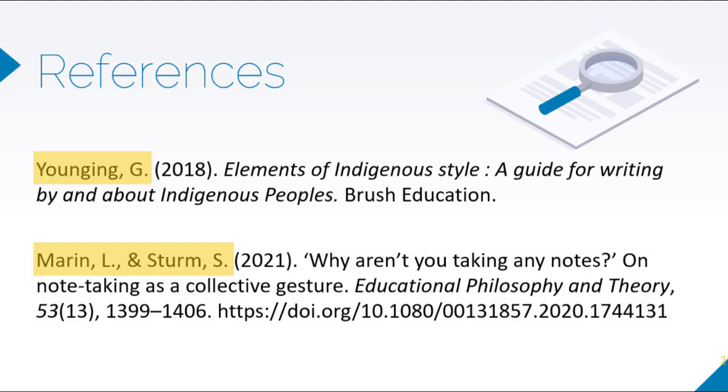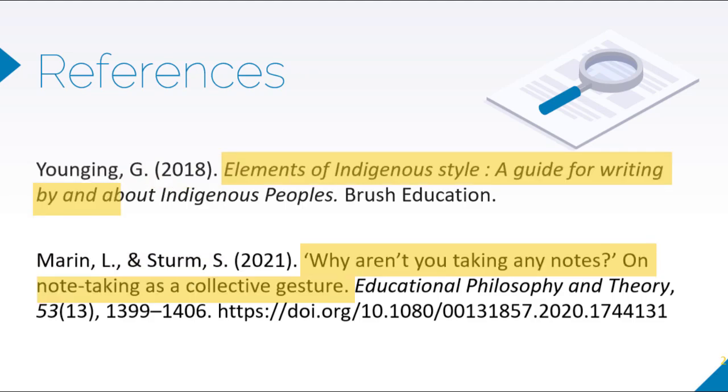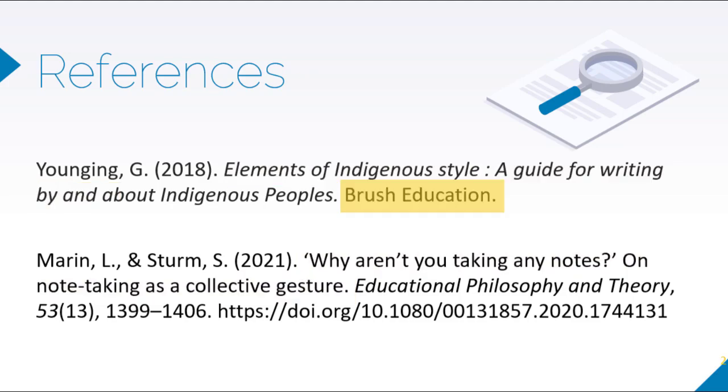Notice that both references include the author's last name and initials, the year, and the title of the work. The book reference also includes the book's publisher. The article reference also includes the journal title, volume number, issue number, and page ranges.